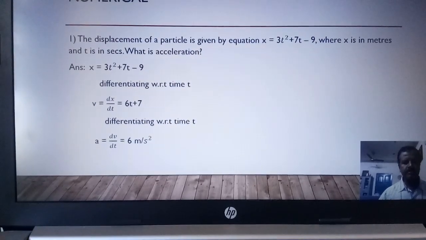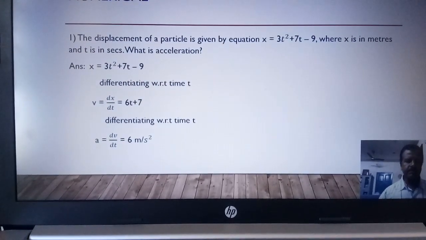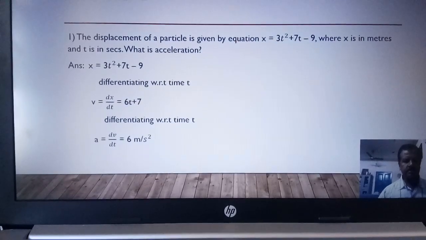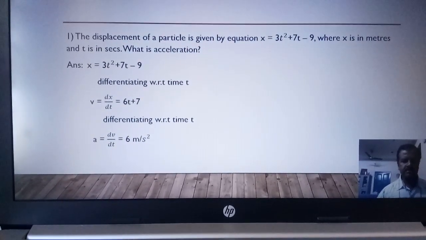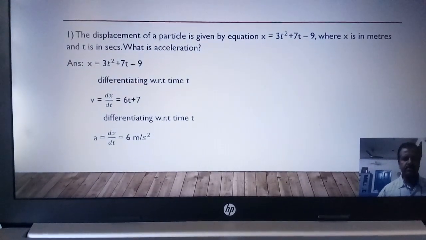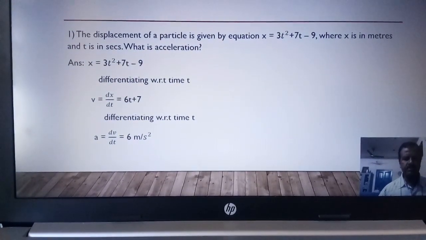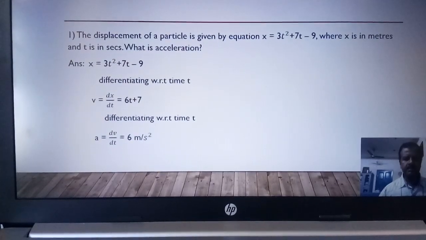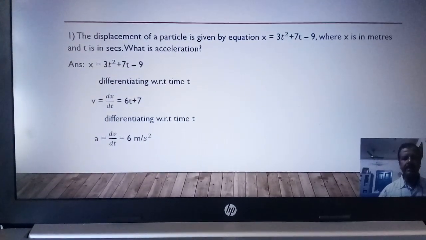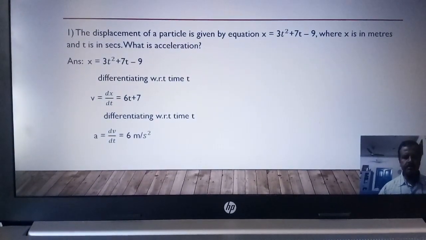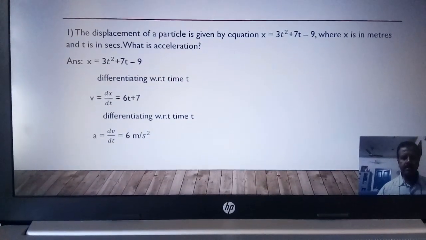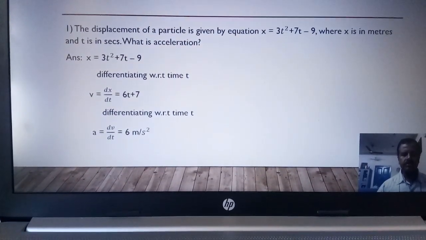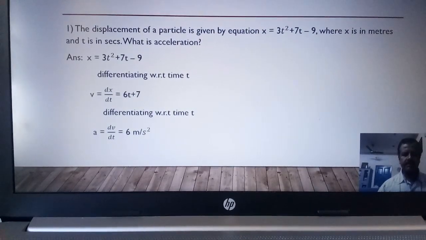Therefore differentiation of t square is 2t, and it is multiplied with the coefficient 3. So 3 into 2 becomes 6t, plus 7t, differentiation of 7t. If you carry out differentiation of 7t with respect to time t, it is 7 multiplied by dt by dt, and differentiation of t with respect to t gives us 1. Therefore v equal to 6t plus 7.